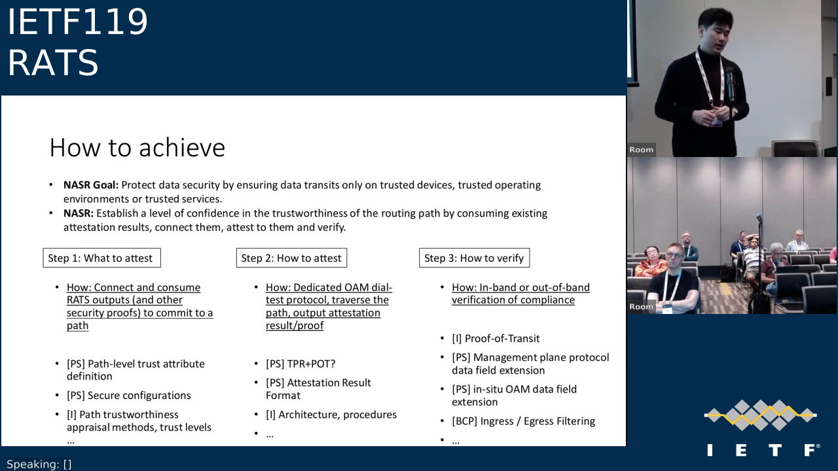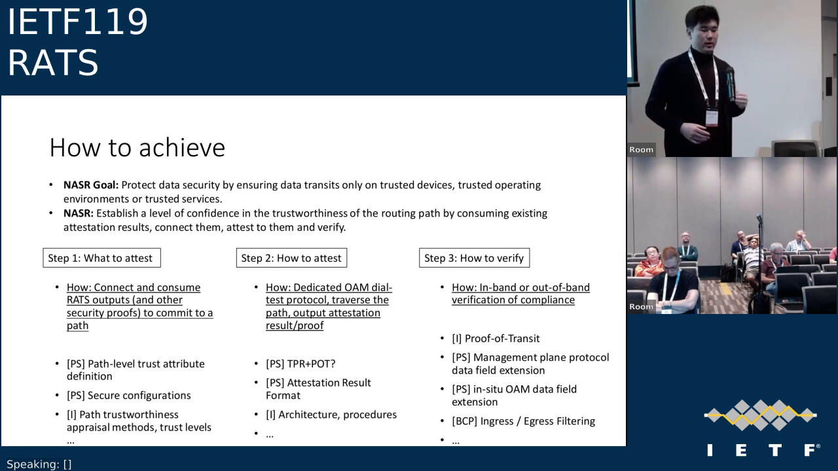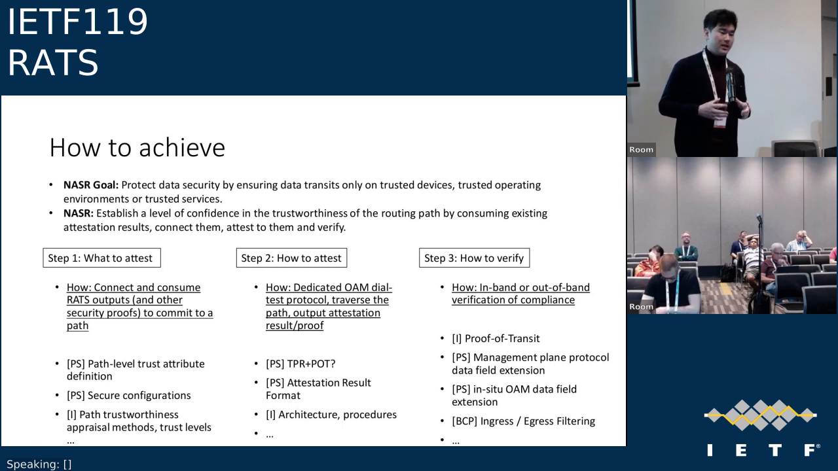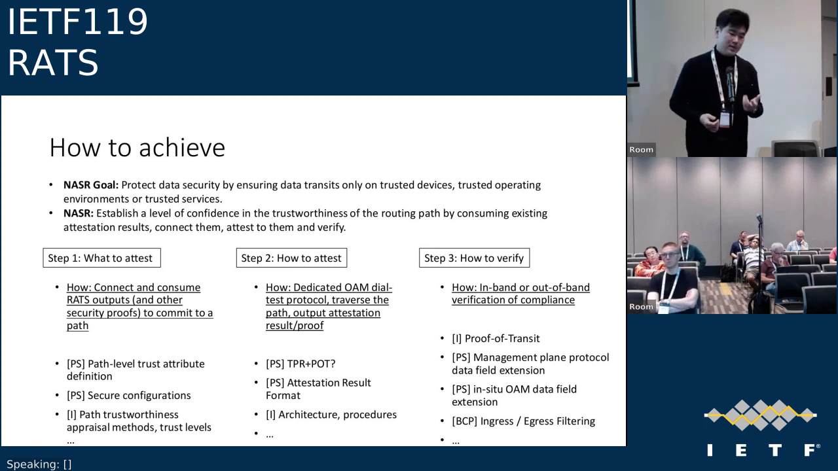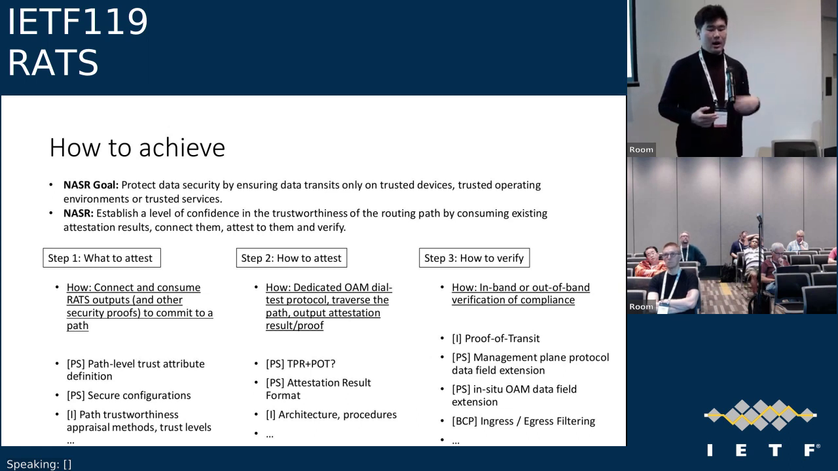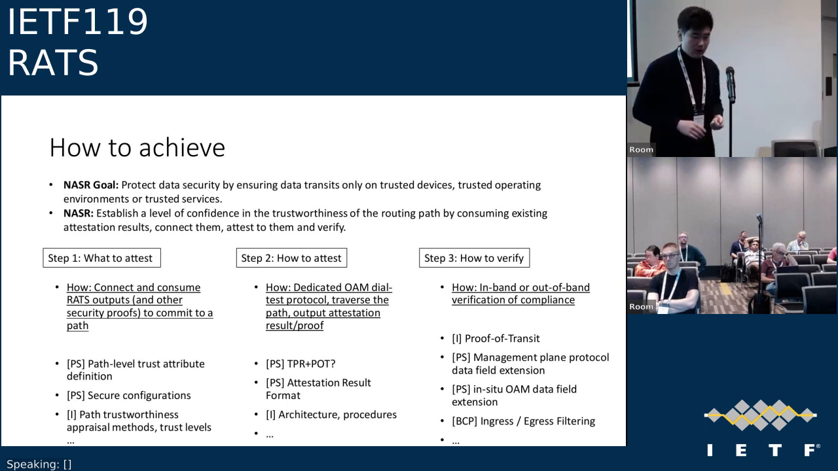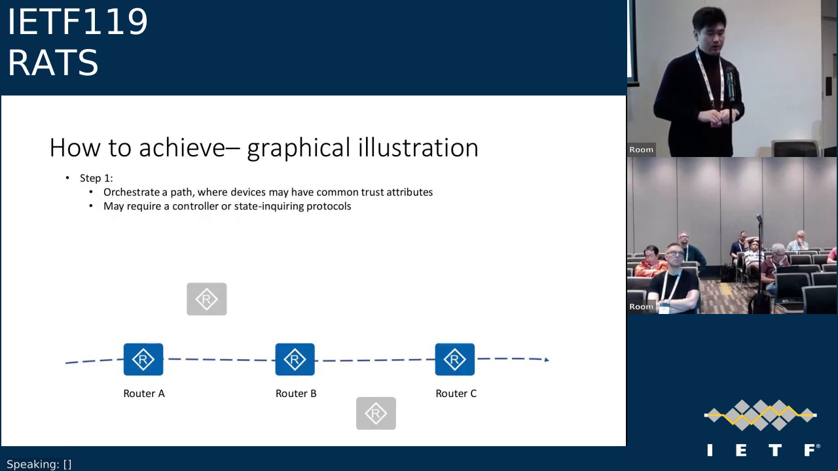Right now we basically have 3 steps to attest a path. First, we know what we are attesting to, like path-level trustworthiness claims or attributes. Then we know how to attest: we consume the attestation results or trustworthiness proofs from RATS, using a dedicated packet that traverses the path and consumes each individual device's attestation results, and then we can produce a path-level attestation result. The third step, after the construction of this path, is an in-band or out-of-band verification, like proof of transit, to make sure that the data still goes on top of this path. Next slide, please.